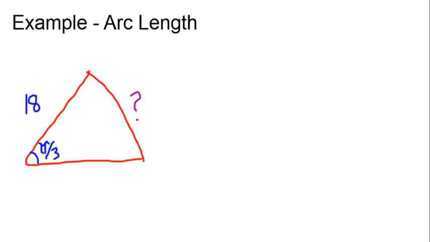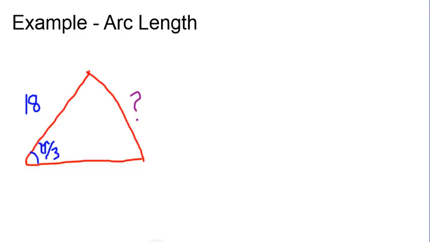We're going to go through an example of finding the arc length. This is basically a portion of a circle. You can think of a slice of pizza or a slice of pie. We know the radius is 18. The central angle is pi over 3. That central angle involves pi and doesn't have a degree symbol, so we know we're working with radians.